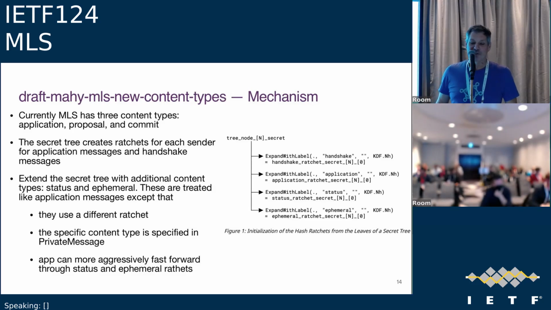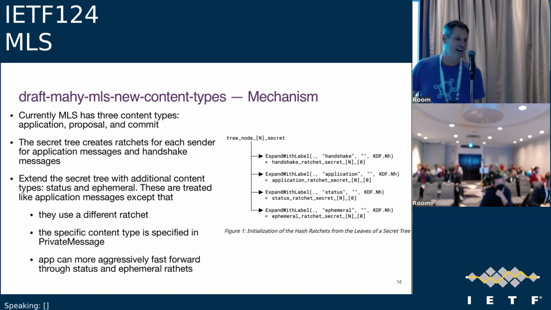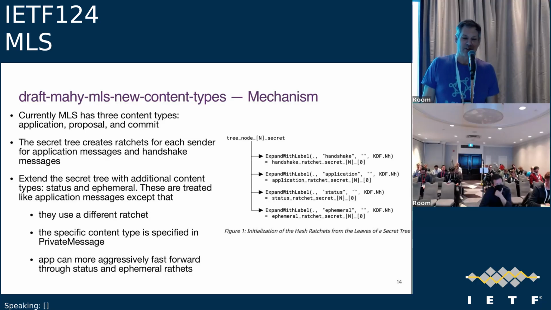Okay, new content types. This one is a little bit more admittedly out there, but right now we've got application content type, proposal content type, and commit content type. We currently have two root ratchets for each potential sender. We have one for application messages and one for handshake messages. So that's proposals and commits.